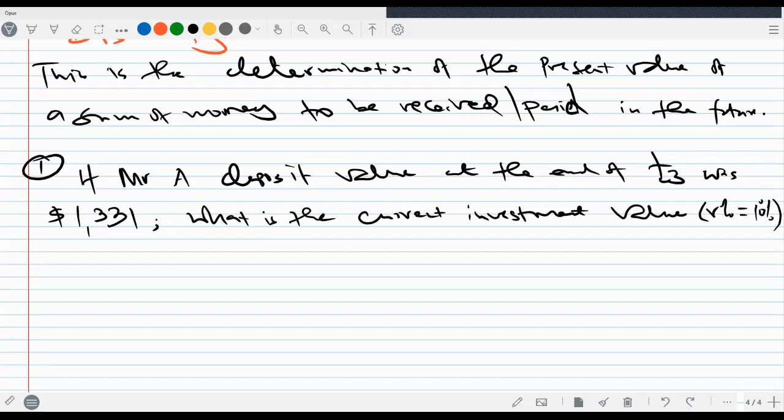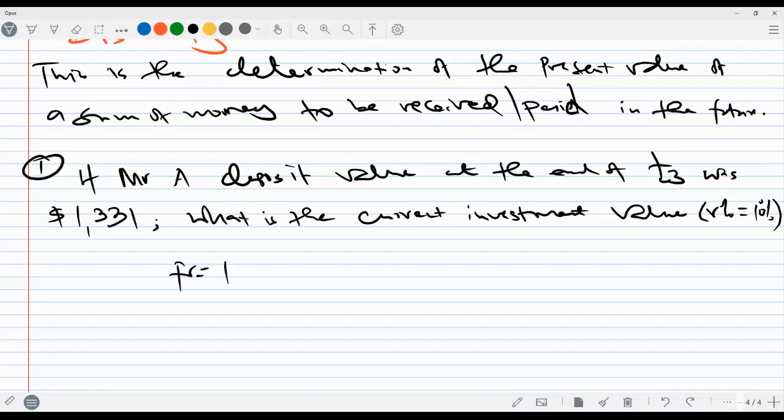Don't forget 13.1 is the value 3 years from now. But what's the value of this investment today? Therefore we need to discount. Future value is given as present value times 1 plus R to the power of n. We want to get the present value this time around. Therefore, present value is equal to future value divided by 1 plus R to the power of n.